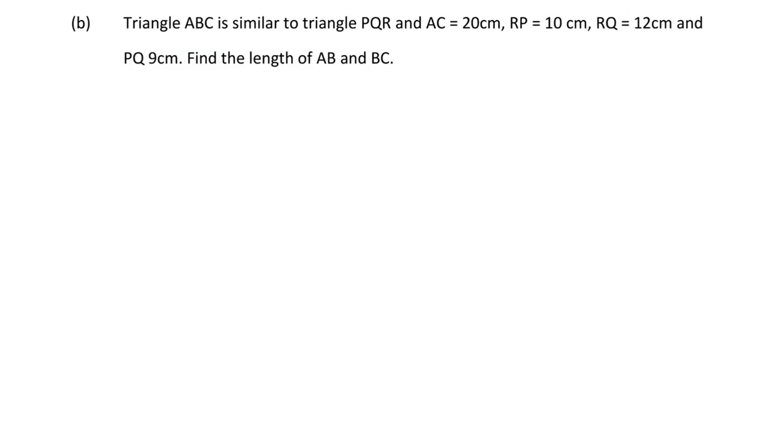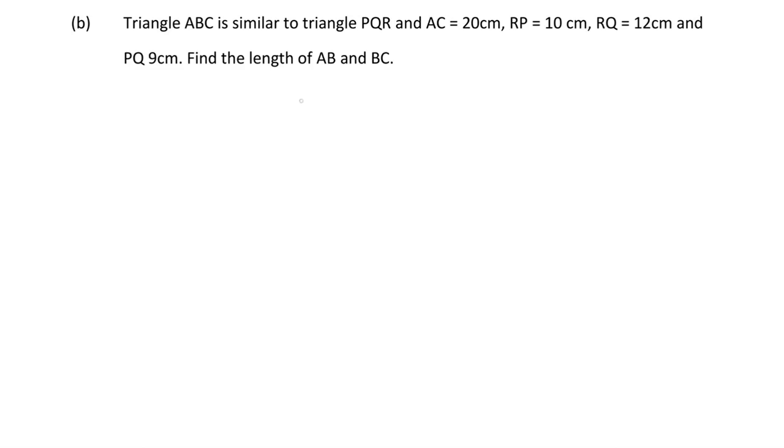Part B of the question, triangle ABC is similar to triangle PQR and AC equals 20 centimeters, PR equals 10 centimeters, RQ equals 12 centimeters, and PQ equals 9 centimeters. Find the length of AB and BC.